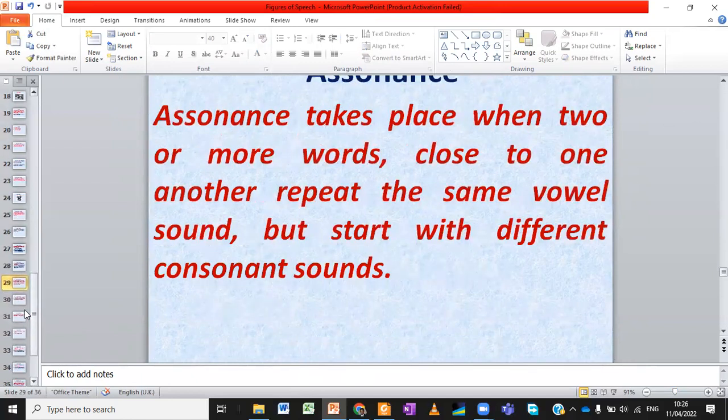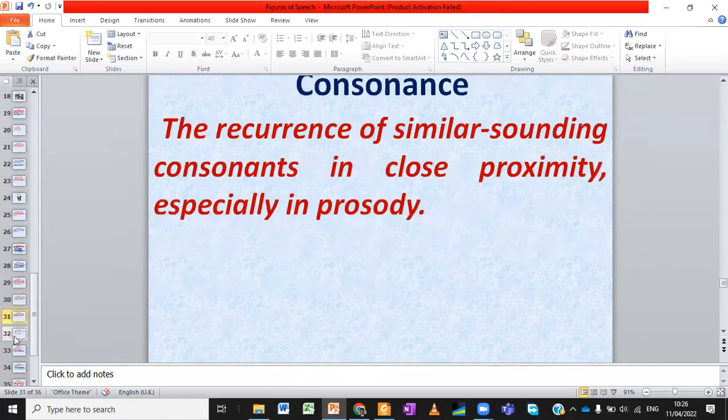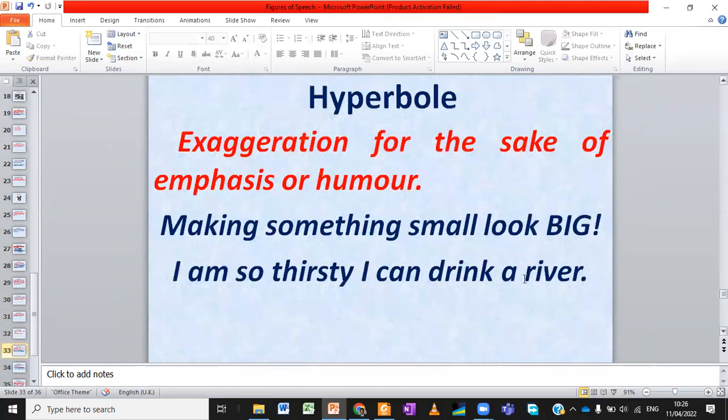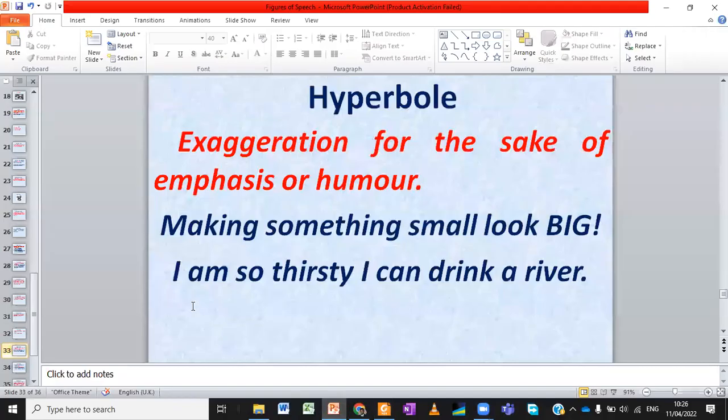Assonance, let's leave that for the literature students. Let me look for hyperbole. Good. Now I'm just trying to, okay, we've done 1, 2, 3, 4. We've not done euphemism. I will explain euphemism to you. Hyperbole. Sorry, are you the last child?